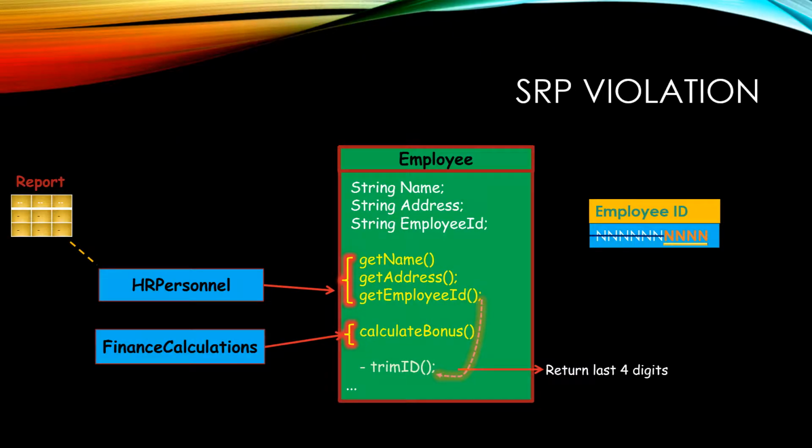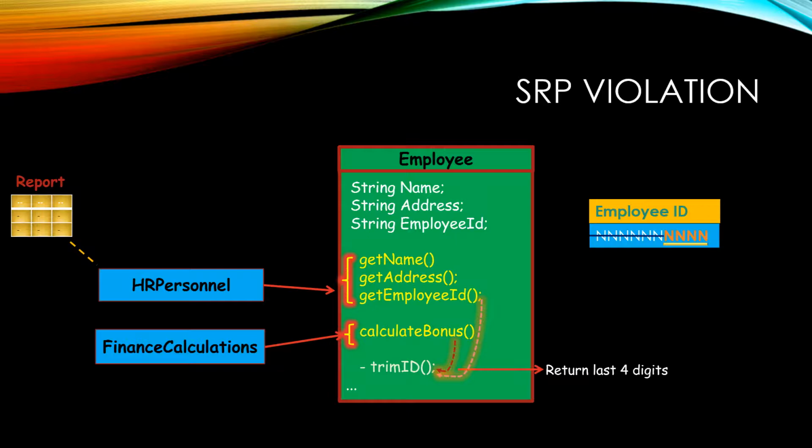Now coming to why the calculateBonus method also uses the trimID method, consider this. The calculateBonus method uses an algorithm to calculate the bonus of an employee. The algorithm takes various factors of the employee into consideration, one of these being the employee ID. Now the algorithm also needs only the last 4 digits of the employee ID. Therefore, it also uses the trimID method.